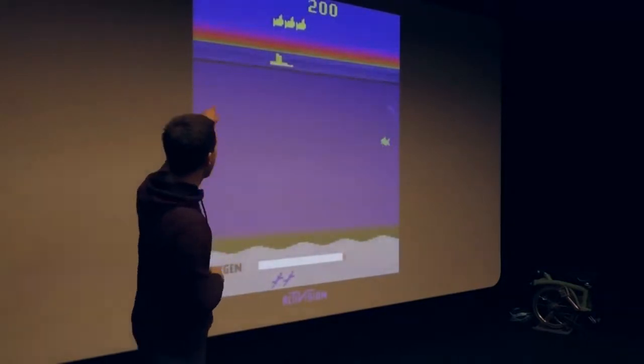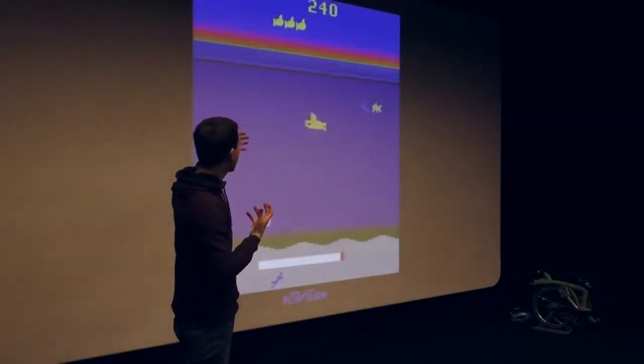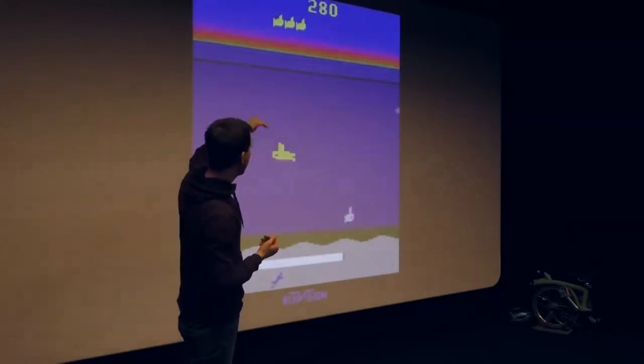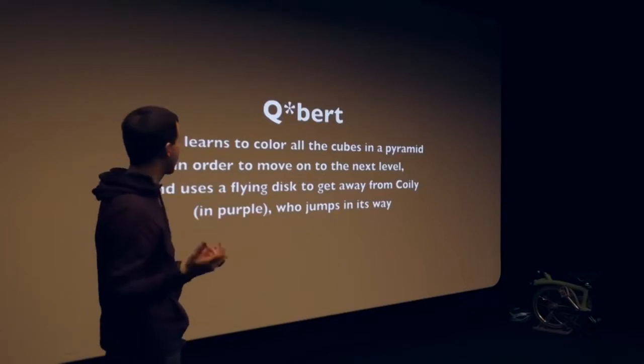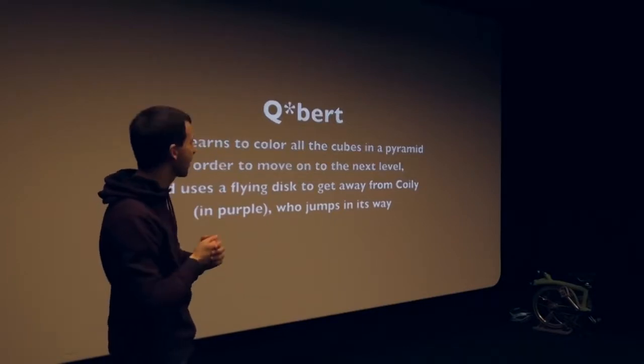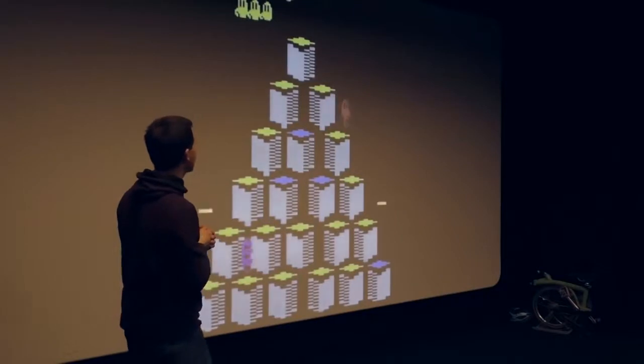So this game is Seaquest. Here you'll notice it has to do delayed decision-making, like it has to go up to the top, fill up with fuel, which doesn't get it any score, so that then it can go back and shoot all these different monsters and things, and fish and sharks, and go back and get more score.